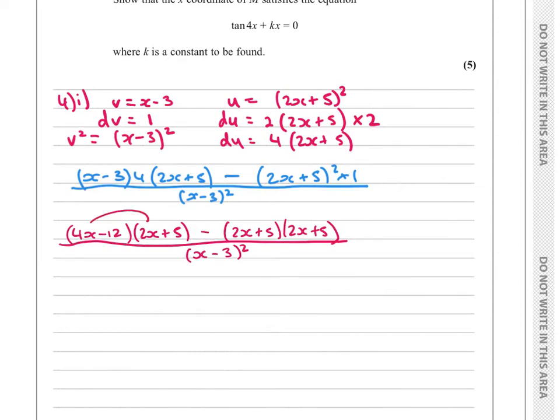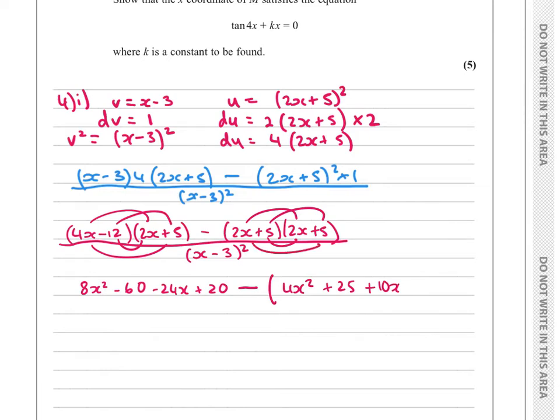So I'm going to get 4x times 2x, 8x squared, minus 60 minus 24x plus 20x. Okay, now on this side, please watch out for this minus. What I'm going to do to make sure, and this is always useful, is write the minus, expand as normal the brackets, but just put it all in one bracket. For example, 4x squared, 5 times 5, plus 25, plus 10x, plus 10x. So you can now see we are going to minus that whole bracket, okay?